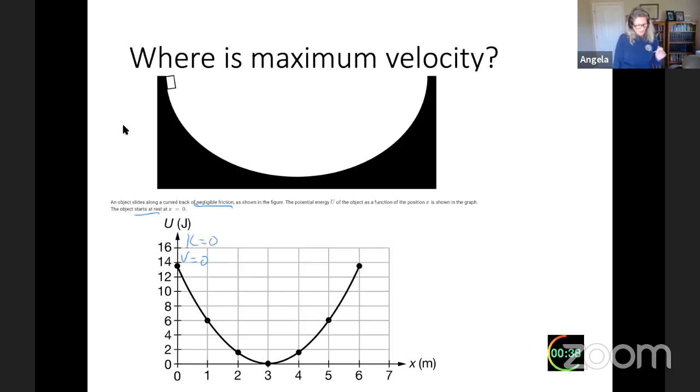So that means if there's negligible friction, then there are no dissipative forces acting. If it's the object Earth system, then the total energy should remain the same, which is almost at 14, right? So this blue graph is the total mechanical energy, which means the graph of the kinetic energy would look like that ish. So this is the kinetic energy. And it's asking where the maximum velocity is. The maximum velocity is where the maximum kinetic energy is, and that is at 3 meters.